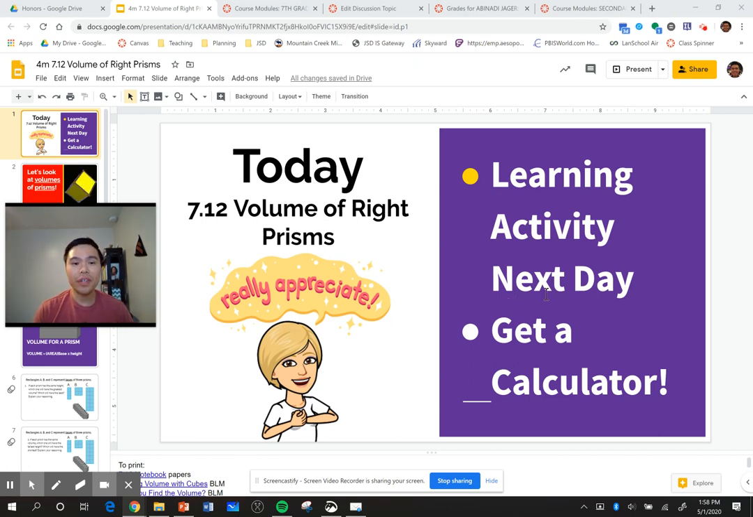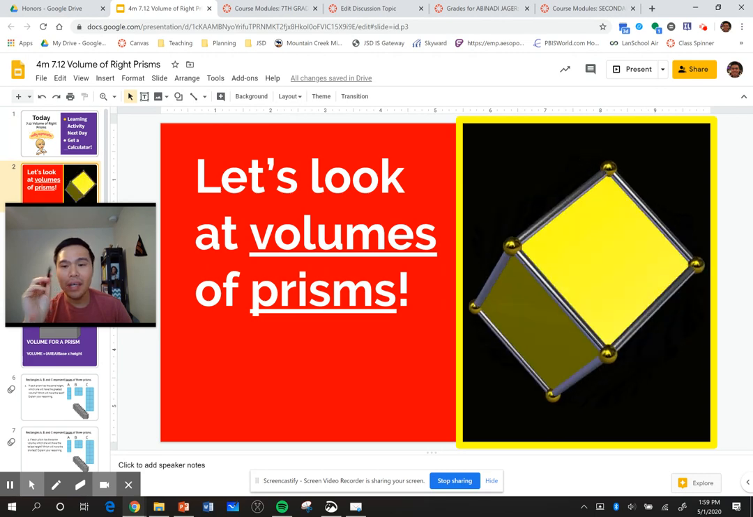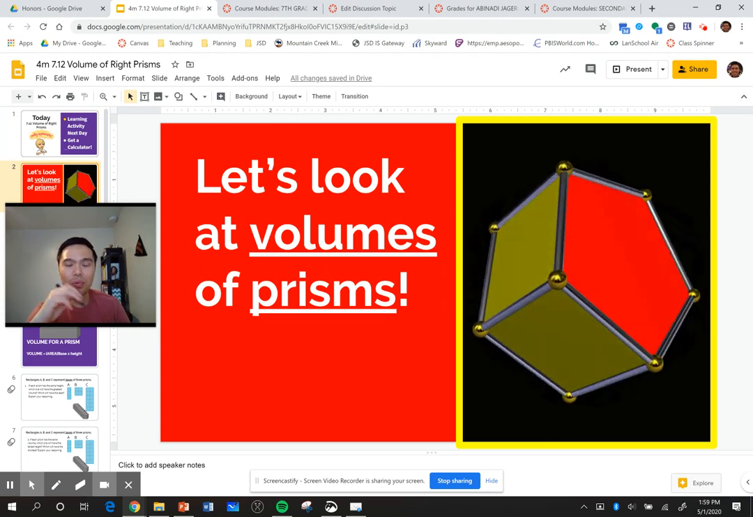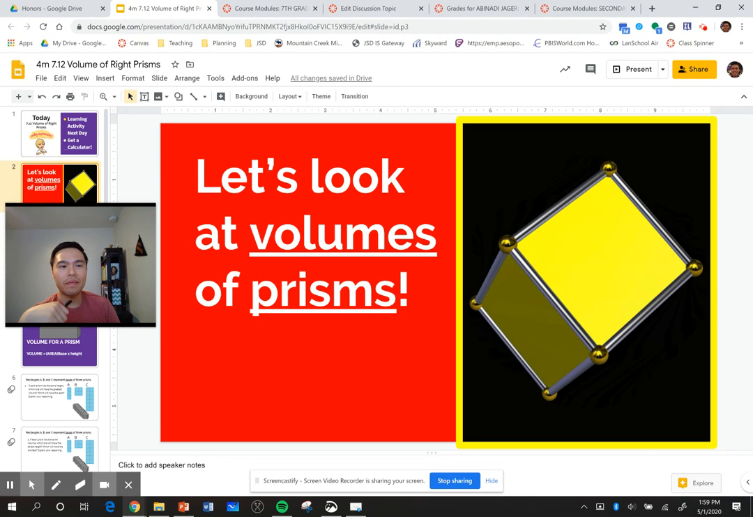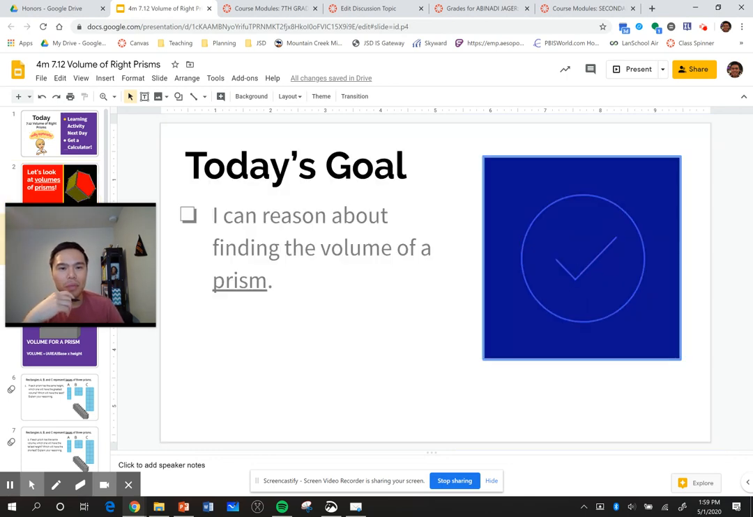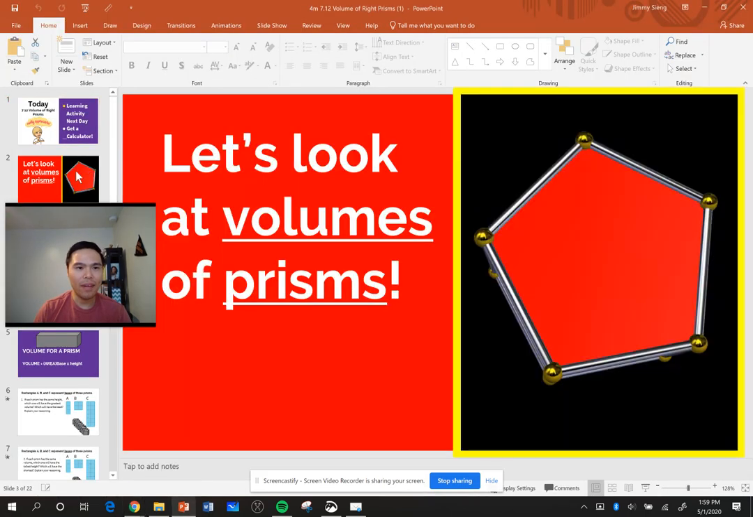Today's lesson, we're going to start getting into more volume and adding on to that geometry of prisms, okay? We have a learning activity I'll do tomorrow, and then please get a calculator, you'll need it. All right, let's get started. Look at that cool figure. So we're going to look at some prisms and talk about the volumes of those. Today you should be able to understand and reason about finding the volume of a prism. So it should not be too bad, right?